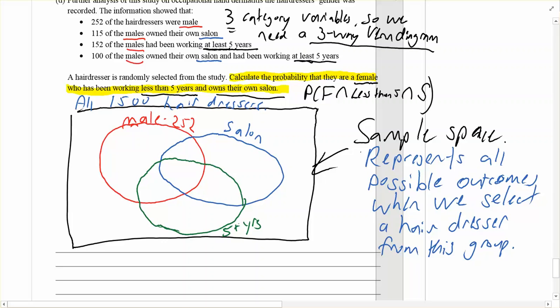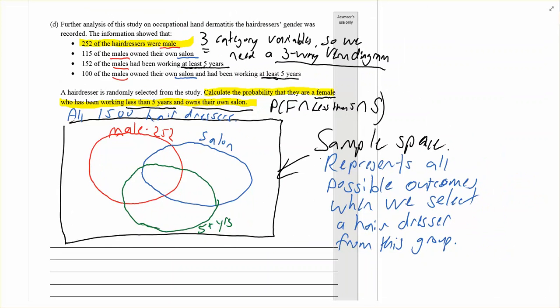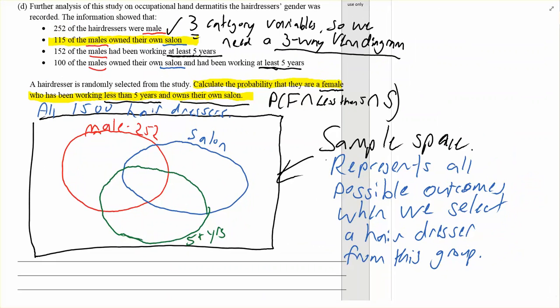Now what we do is we just go through those bullet points like a checklist and just enter what we're told. So the first thing is that 252 of the hairdressers were male. So we've already got that, so I can tick that one off. The next thing we're told is that 115 of the males owned their own salon. So that's anything in this zone here. That's the part I've highlighted blue.